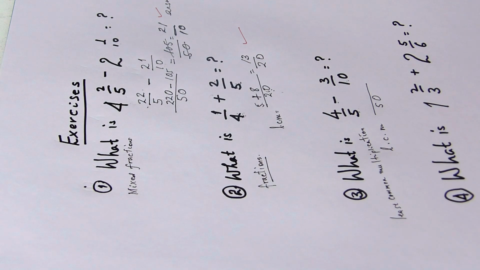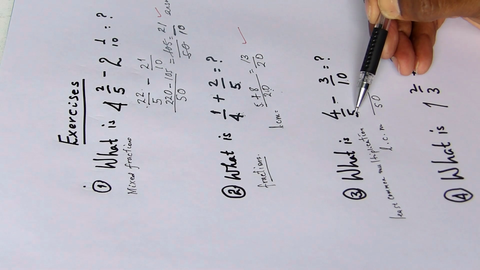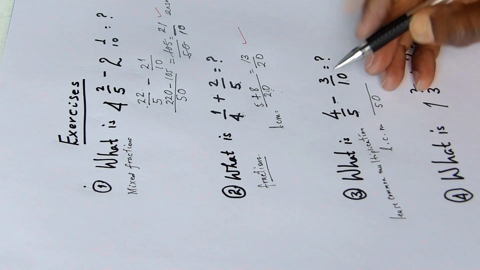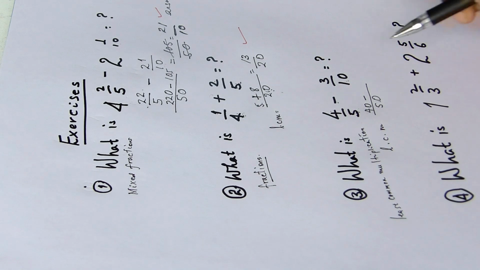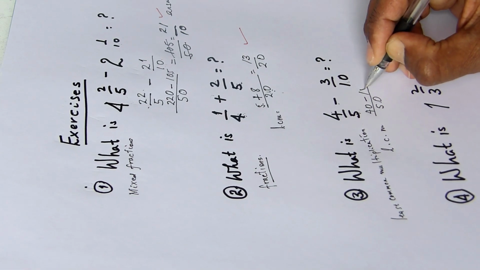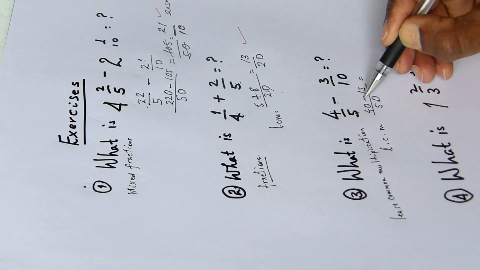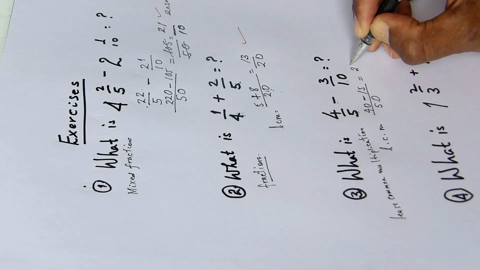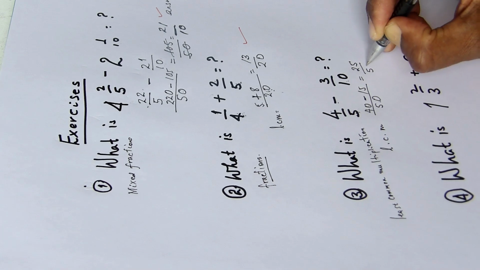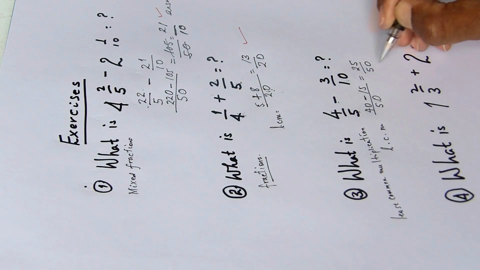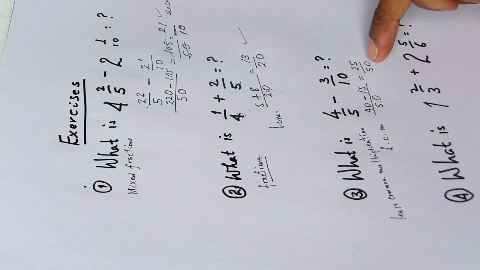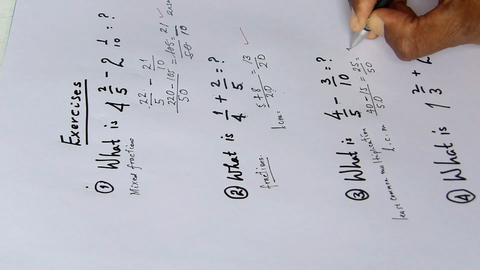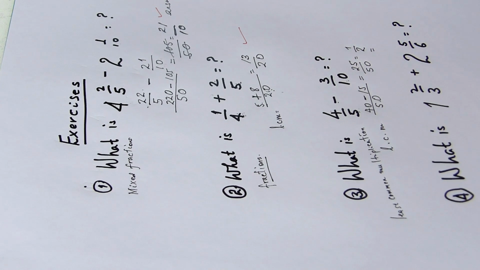At the same time, 50 divided by 5 is 10. 10 times 4 is 40, minus 50 divided by 10 is 5. 5 times 3 is 15. 40 minus 15 is 25 over 50. Simplify. Always put the answer in a simplified form. 25 over 50 is a half. Thank you.